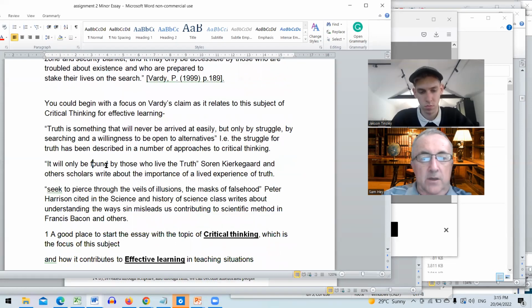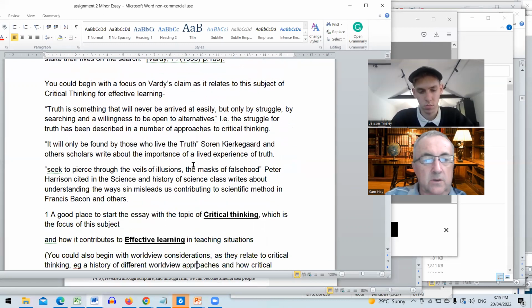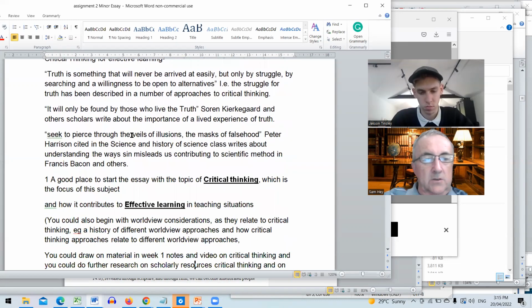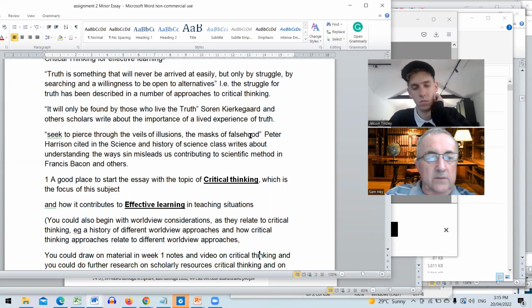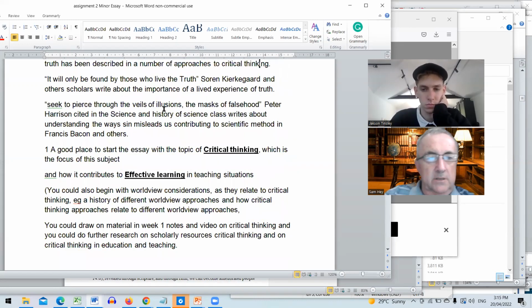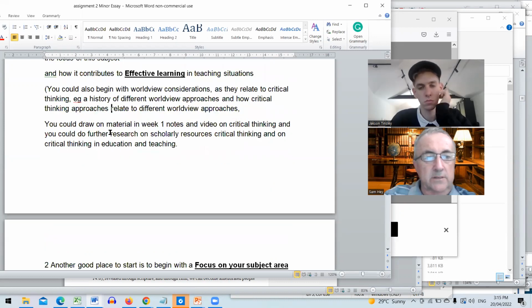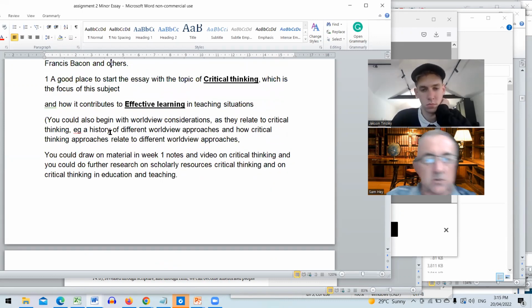It's only found by those who live the truth, and there are others who've talked about the importance of living the truth. Soren Kierkegaard is one. And then it talks about the veils of illusions. I think that's a key thought, that it's very easy to miss the truths you're talking about through the veils of illusions. And Peter Harrison, in the lessons we did on science and history of science, talks about sin misleading us. He says that founders of science like Francis Bacon said that human nature, sin, self-focus leads us to mistruth. So you talk about those sort of things from Vardy.